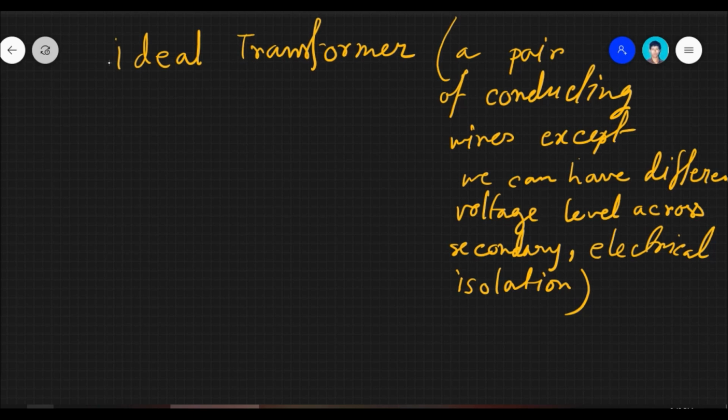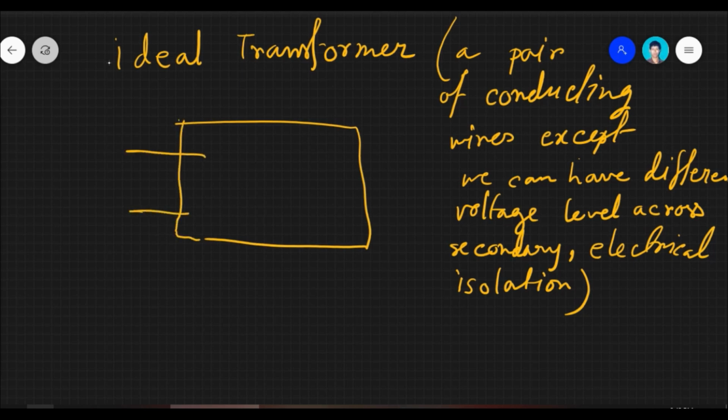Like if you connect an ideal transformer with your source, instead of drawing a transformer I would like to draw it like a two-port network. If you connect the primary with a source, the current drawn by this transformer is almost zero. Power drawn by the transformer is zero.